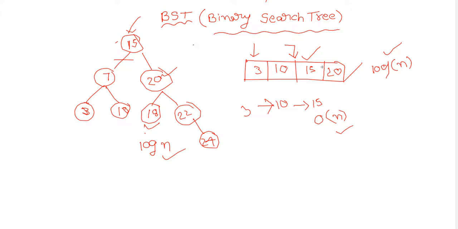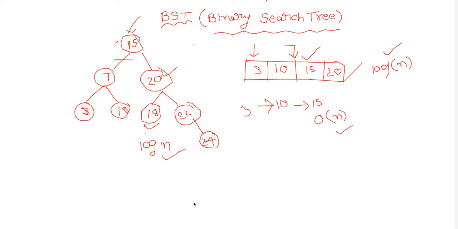So insertion and deletion are very easy in a binary search tree, and searching is also very easy in a binary search tree. These are the advantages. That's why for data storage purposes, if the data is ordered, we will go for a BST.